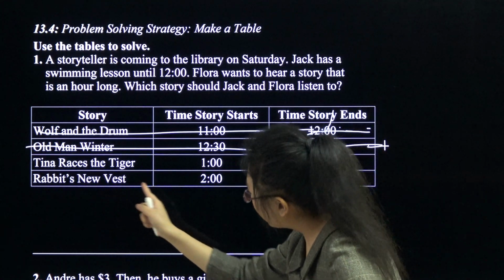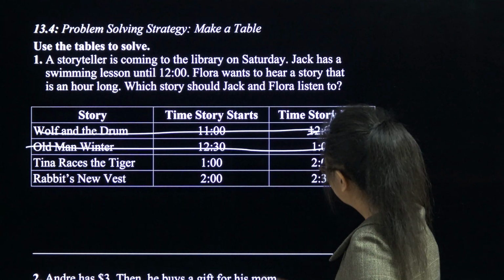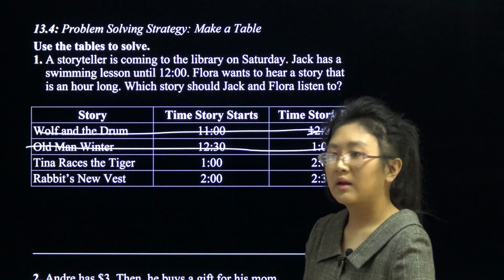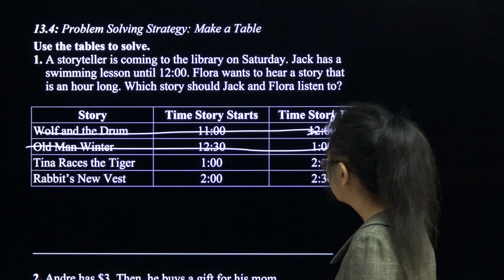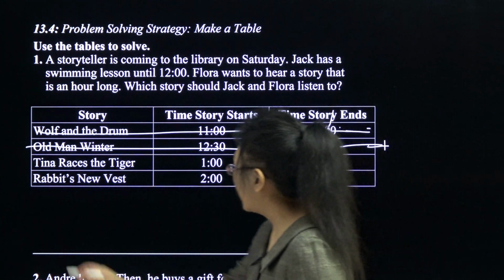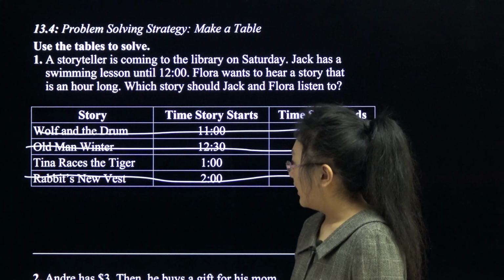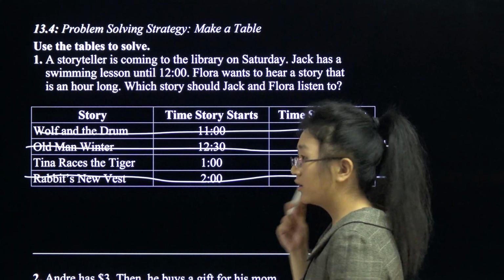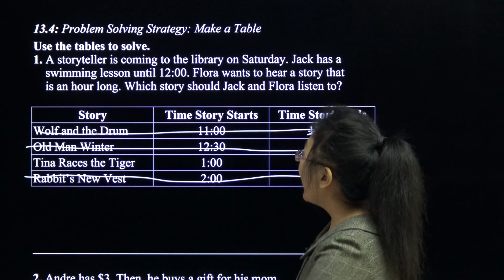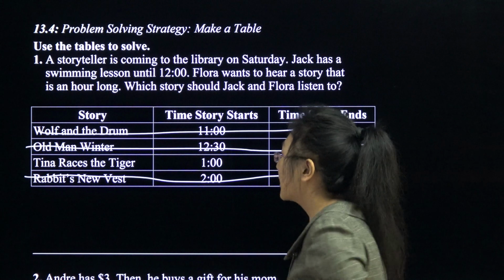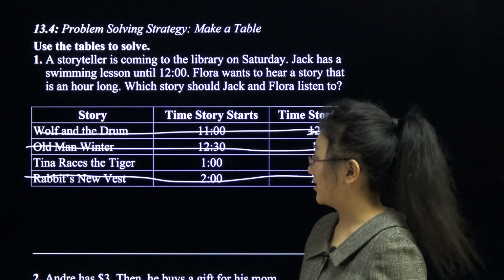Now, what about Rabbit's New Vest? 2 o'clock to 2:30. That's 30 minutes. Is 30 minutes an hour? No. So it's not an hour long. Flora and Jack can't listen to that one either. Now Tina Races the Tiger, 1 o'clock to 2 o'clock. Is that an hour long? Yes. And it starts after 12 o'clock. So Jack and Flora should listen to Tina Races the Tiger.